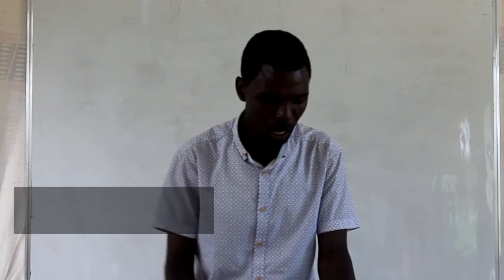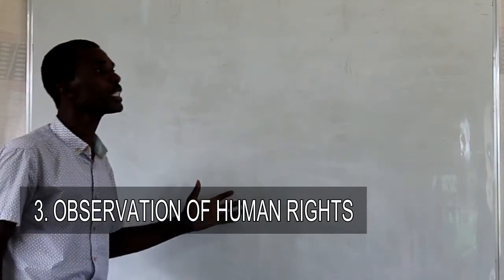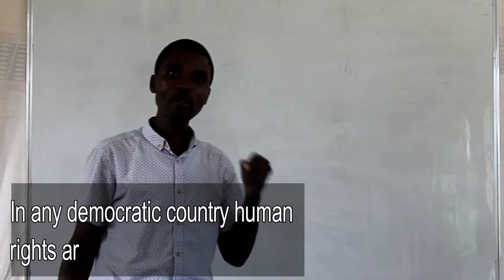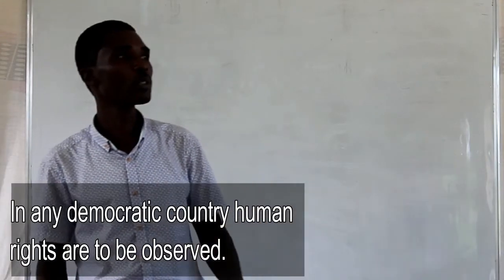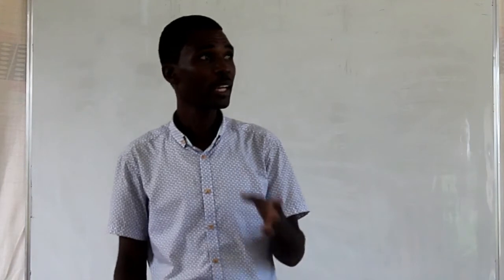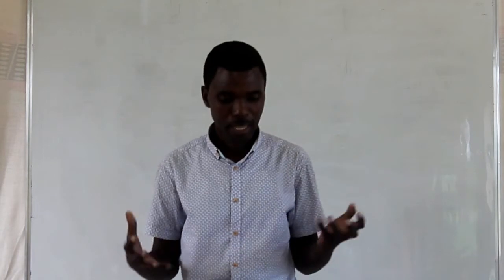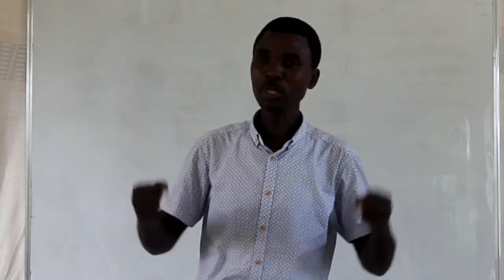Number 3 is observation of human rights. One of the things which shows that a country is observing democracy is human rights observation. Remember that in grades 3, 4, 5 and 6 we discussed various human rights. One of them is the right to life, the right to express yourself, the right to worship, and others. There are almost 30 human rights explained in the Constitution of the United Republic of Tanzania. To know that a country is exercising democracy, one thing observed is whether human rights are observed.